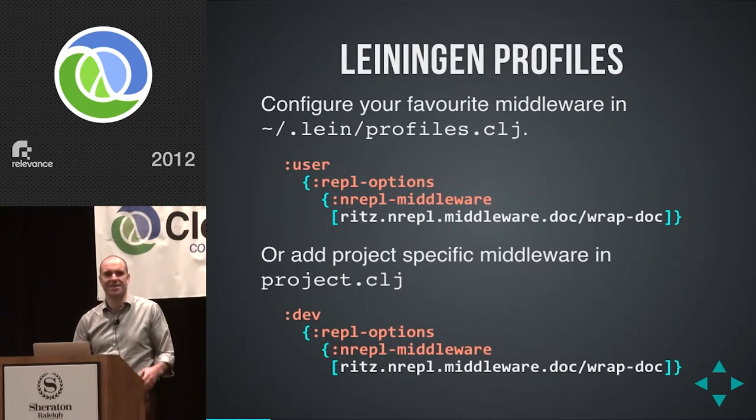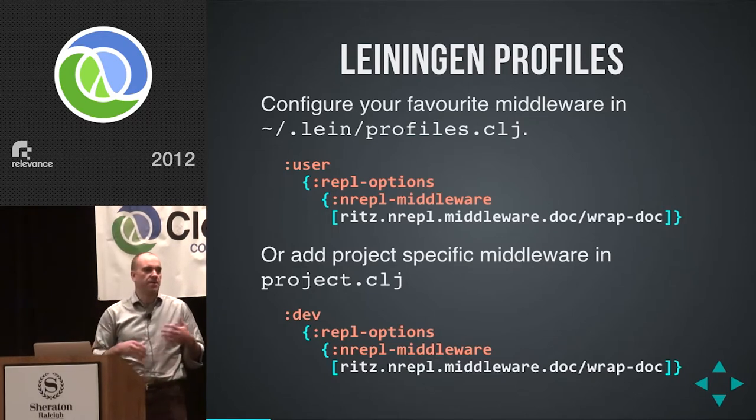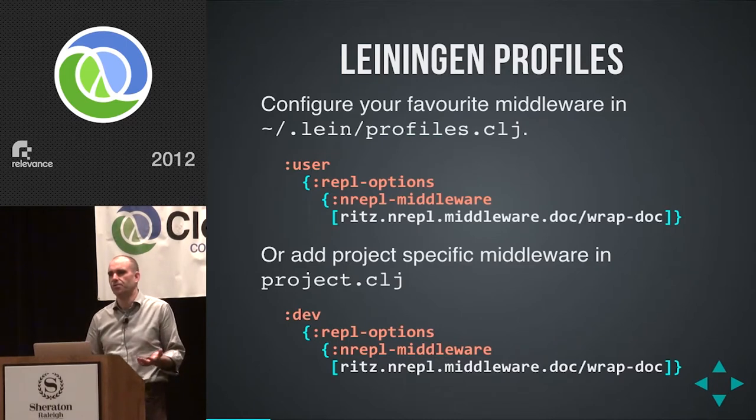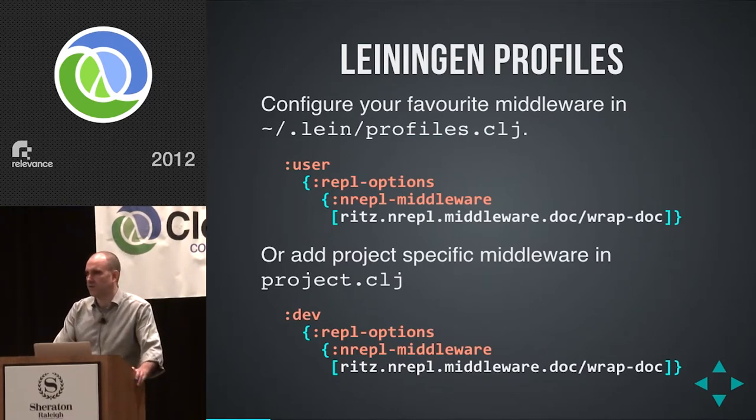Leiningen 2 has this concept of profiles to customize different environments within Leiningen. So in your home directory, under the .lein directory, you can set up a profiles.clj file. And in there, you can set up your user profile. The user profile is a special profile in Leiningen. It gets applied to all your REPLs, so independently of whichever project, it's always there. So you can specify middleware in your profiles.clj file, and that middleware will then be used in every REPL you start in all your projects.